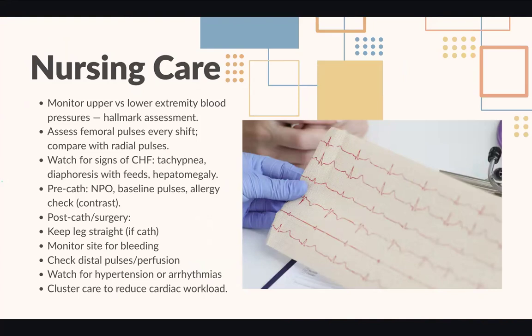All right, nursing care. It's really, really, really going to center on perfusion and watching for heart failure symptoms. Again, monitoring upper versus lower blood pressures, assessing femoral pulses and comparing them with the radial pulses, watching for the tachypnea, the diaphoresis when feeding, the hepatomegaly. Pre-cath, same thing as all the other videos: NPO, baseline pulses, checking allergies for contrast, making sure that we're getting informed consent from parents.